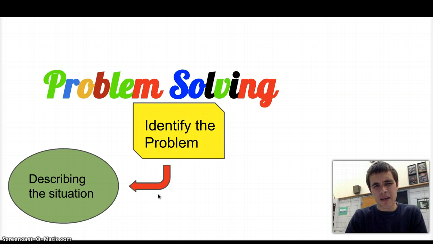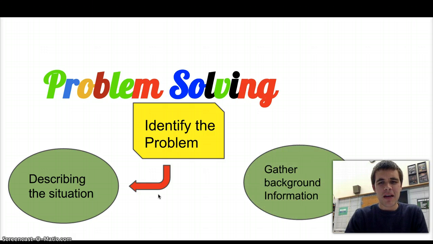What is the weather like? What are the regulations for blocking the road? There's all kinds of things that you have to describe. How high is it? How heavy is the car? Things like that. And then gather background information. Has this happened before? What else do I need to know before I just dive into solving a problem?